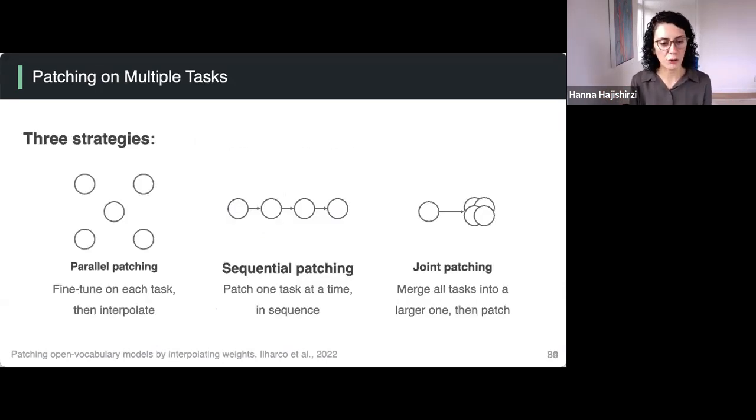Okay, so before, what I showed was how we did patching over a single task. Now I want to show how we could do patching on multiple tasks at the same time. We've also experimented with patching on multiple tasks, and we've used 3 different approaches. Parallel patching, where the idea is we're going to fine-tune on each task and then interpolate. Sequential patching, where we're going to patch one task at a time in sequence. And then joint patching, which is to merge all tasks into a larger one and then patch. The limitation of joint patching is that we need to know the list of tasks that we want to expand at training time. But the other 2 can come one by one.